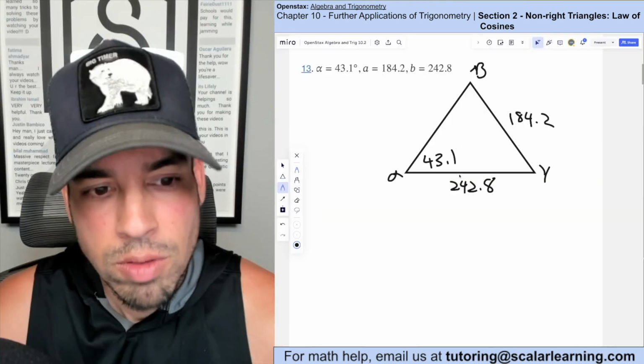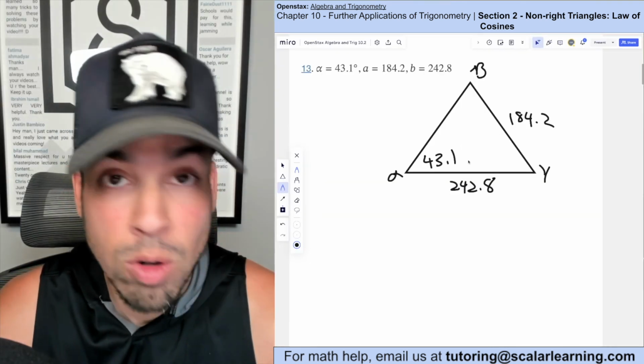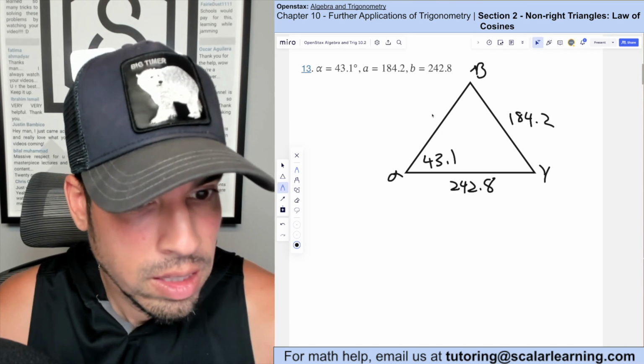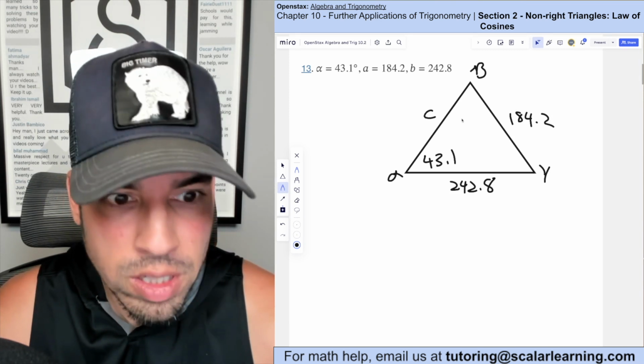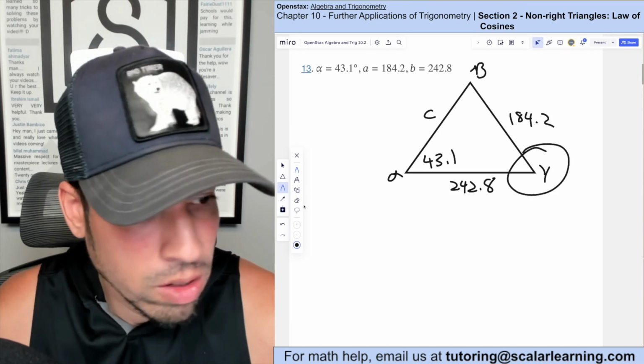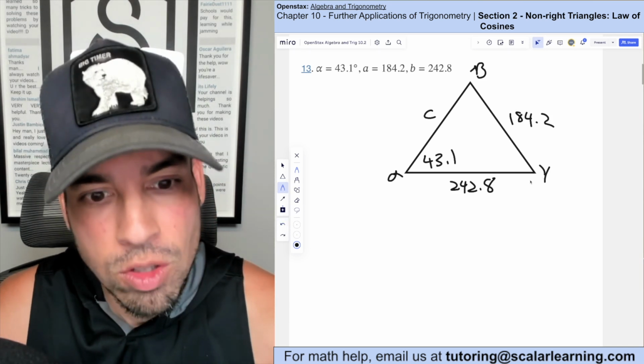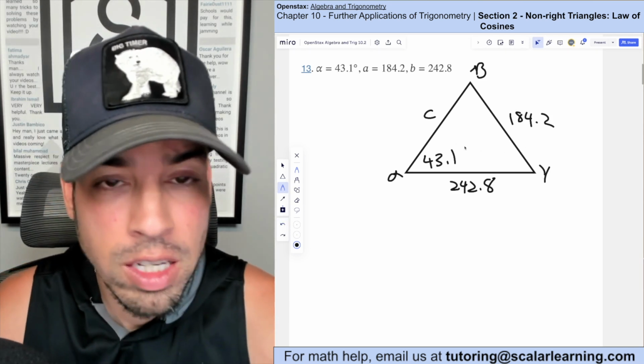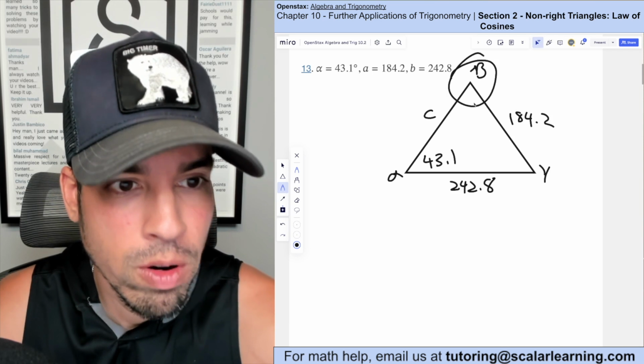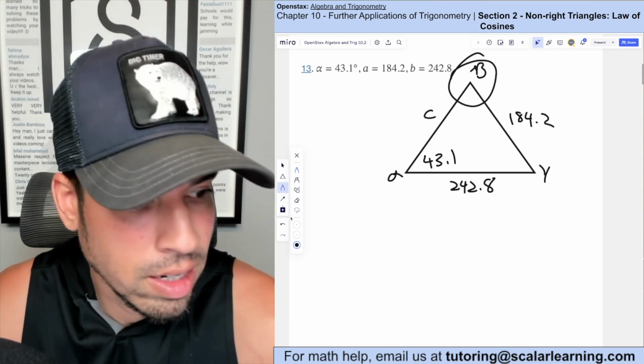Boom, done. For this one, once again, we can't use law of cosines right off the bat to get this missing side over here, which I'm going to call C. What we need is to figure out this angle first. The way I'm going to do that is I'm going to use law of sines to first figure out beta, and then we're going to use that to get gamma.